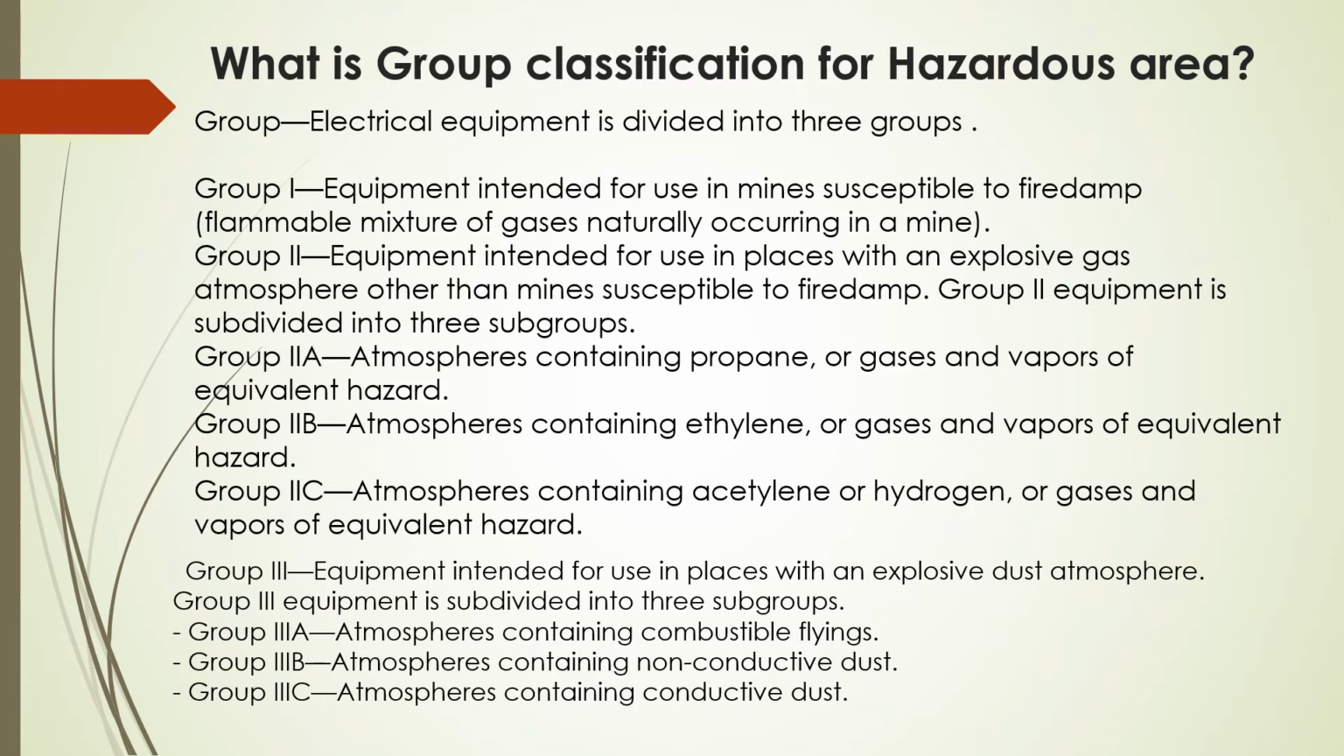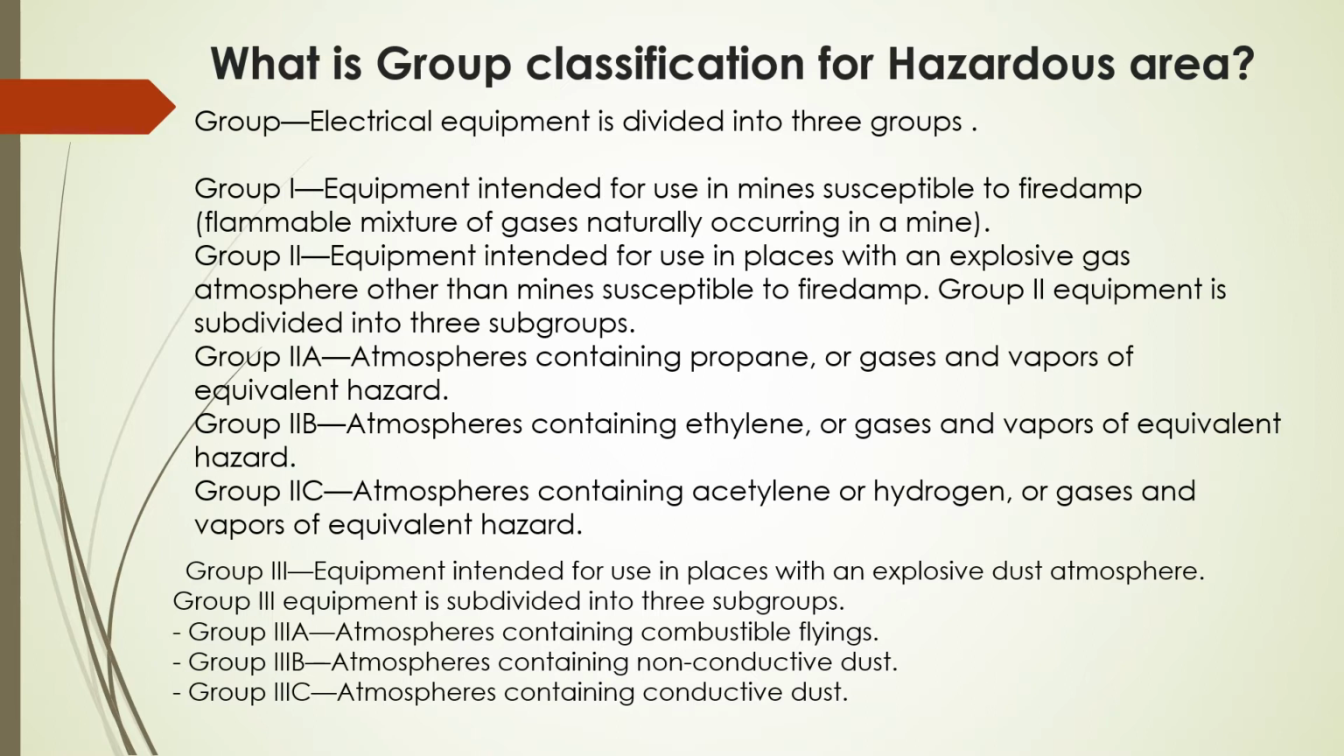What is group classification for hazardous area? Group. Electrical equipment is divided into three groups. Group 1. Equipment intended in use in mines susceptible to fire damp, flammable mixture of gases naturally occurring in a mine. Group 2. Equipment intended in use in places with an explosive gas atmosphere other than mines susceptible to fire damp.